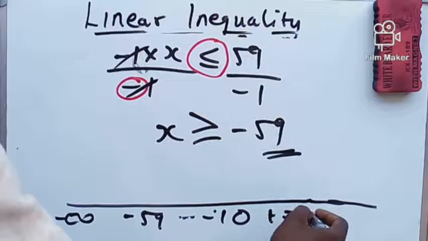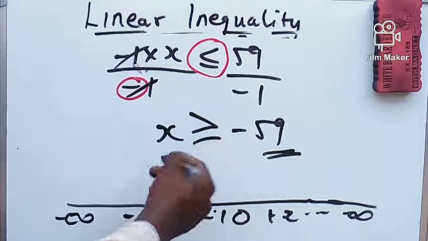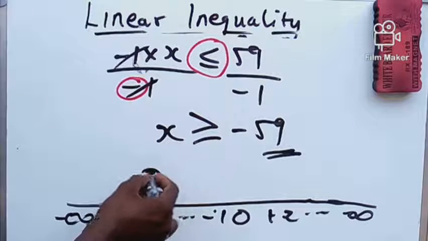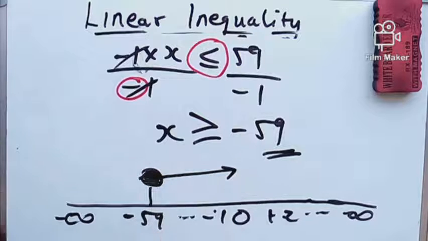This is 1, 2, all the way to positive infinity. So to represent this on the number line, you simply drop it. Remember, this is a greater than or equal to sign, so it's going to be shaded, and it's shaded to the right. And that is how to tackle that problem. That is the final answer.